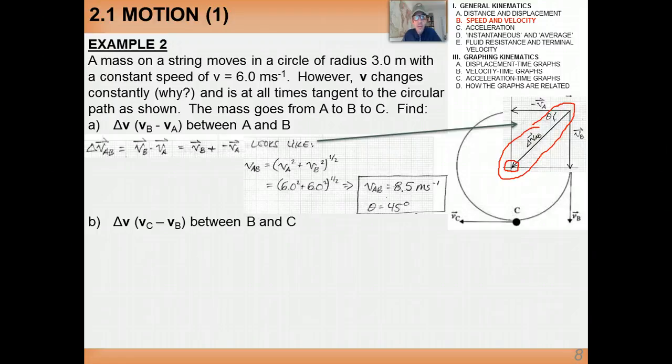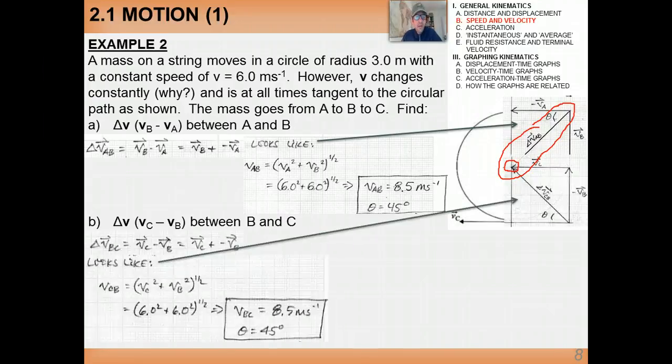I use the Pythagorean theorem to find that delta vAB. The speed is 8.5 meters per second, and the direction is clearly 45 degrees below the negative x-axis. Now, to do delta v between B and C, very, very similar idea. Notice that the resultant vector, again, is pointed right towards the middle.